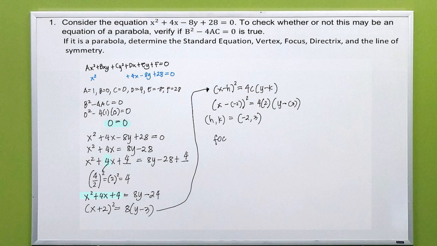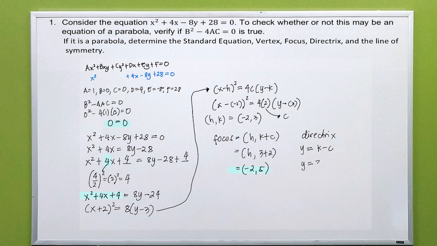Our c is 2. Since it is positive and greater than 0, therefore the parabola opens upward. Since the parabola opens upward, to get the focus, we have (h, k plus c). Our h is negative 2 and our k is 3. Since our c is 2, therefore the focus is (negative 2, 5). To get the directrix, we have y equals k minus c. So that is 3 minus 2. Therefore, our directrix is y equals 1.